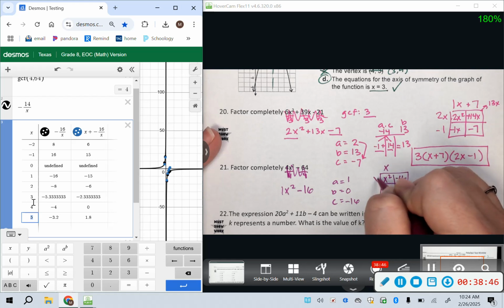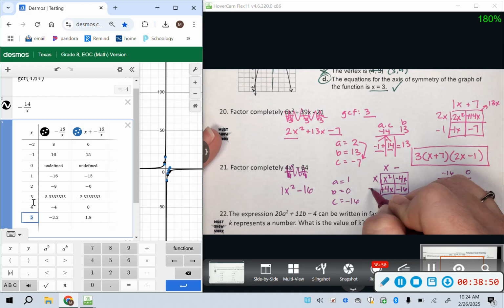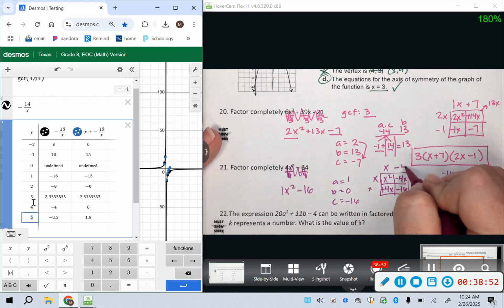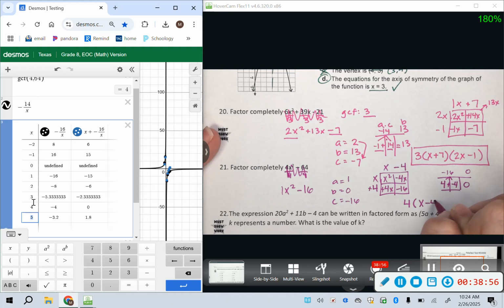So x times x is x squared. They both have an x, they both have an x, minus, plus. 4 goes into 16, 4 goes into 16. So I get x minus 4, x plus 4.